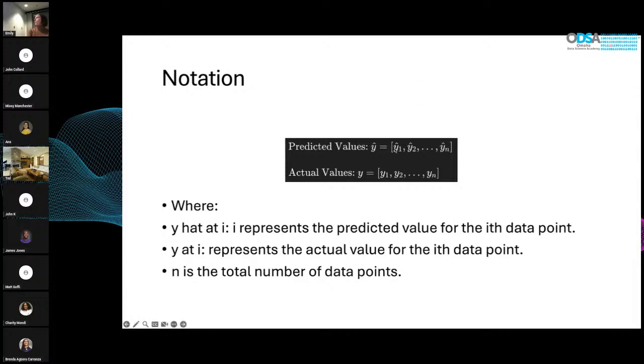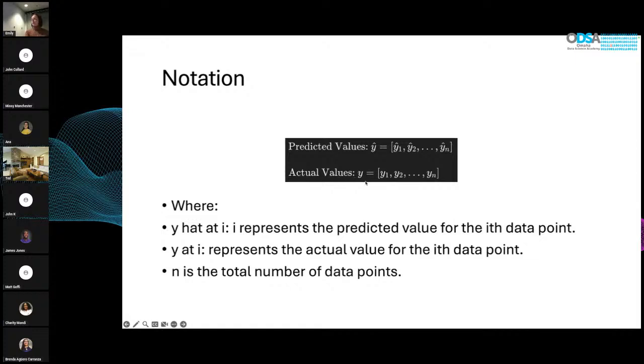So what is y hat at index 1, at position 1? It means: what is the prediction that the model made for the first row, for the first record in the data set that we gave it in the test set? What is the prediction that the model made for the second record in the data set? All the way up to the nth record in the data set. Nth meaning if you have 100 records in your data set, up to the 100th record in the data set.